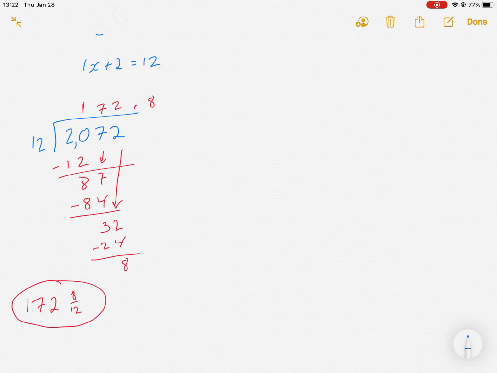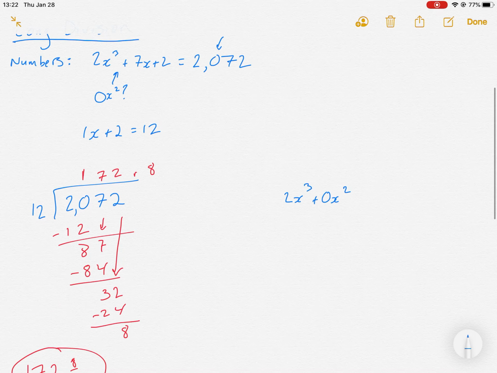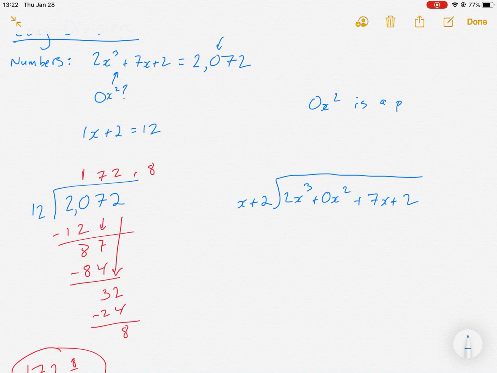It works out pretty much the same with polynomial division. I'm going to write 2x cubed plus 0x squared plus 7x plus 2. And I'm going to divide this by x plus 2. Now notice that the 0x squared here, we actually call that a placeholder, because we don't really include it, just like we don't say in the number 2,072. We don't write the 0x squared, but we really do need to include it if we're doing polynomial division.